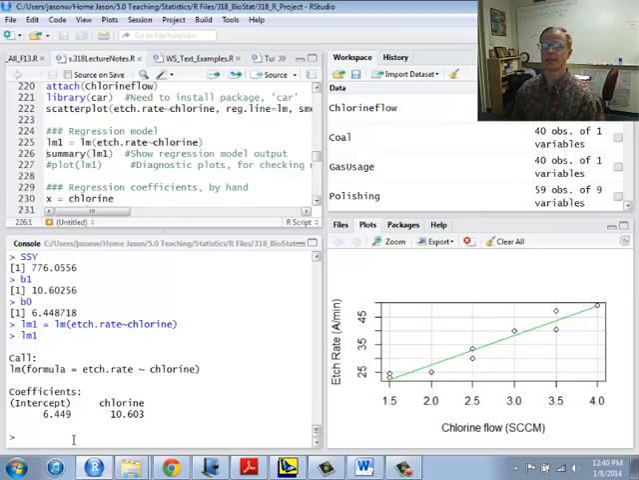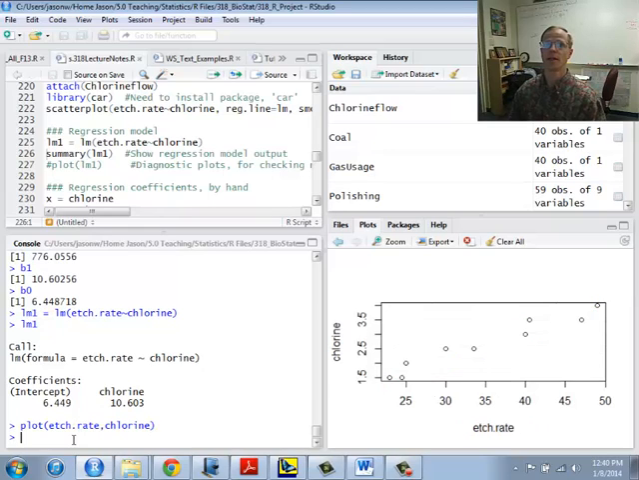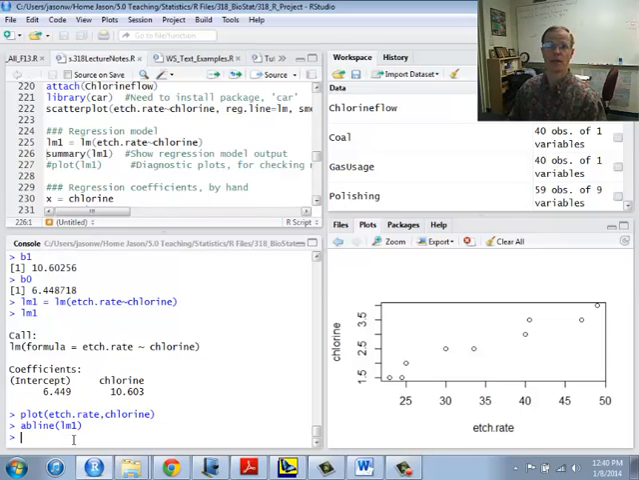Okay, last thing, if you do it conventionally, plot etch rate by chlorine, then I get the basic scatter plot, and abline is the command that will give us the line on top of that guy. Okay, I have erred in that I've switched my two variables.